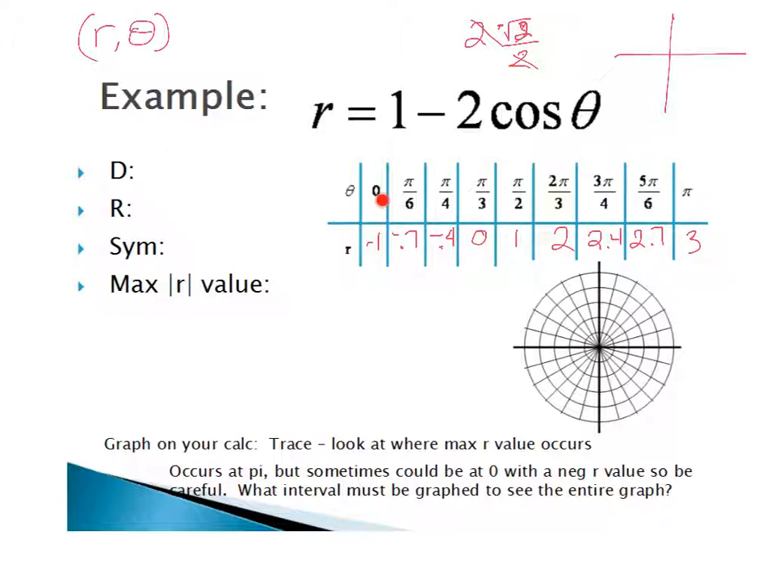So at angle 0, I'm going to go out negative 1 rings. Remember what that means? It means you're back, instead of coming out this way 1, you're going to go back that way 1. There's my first point.